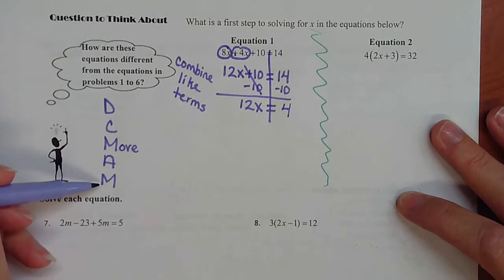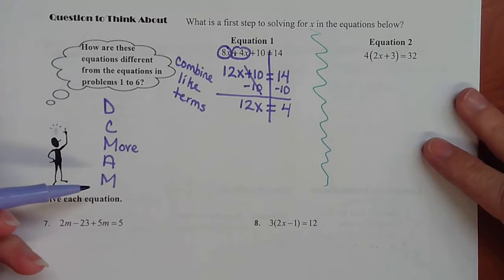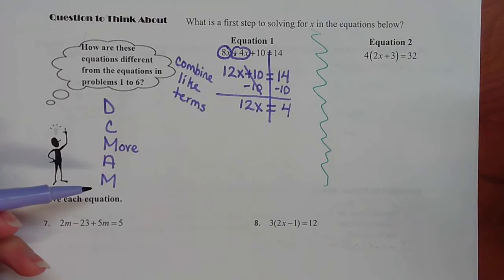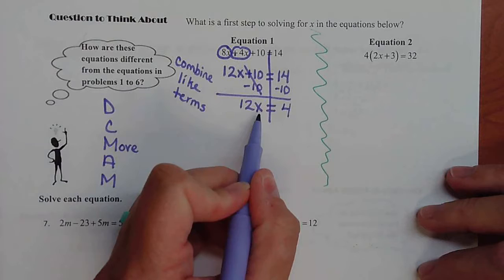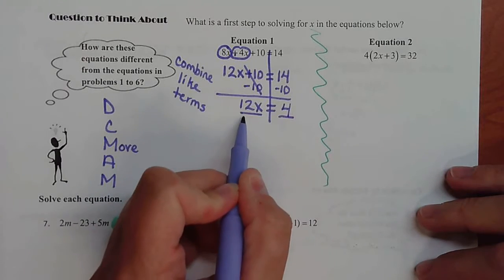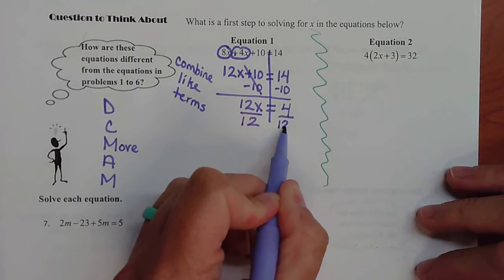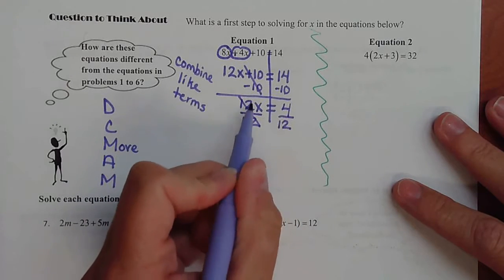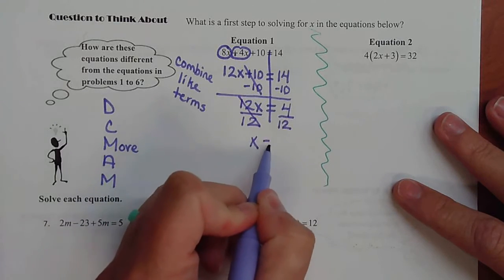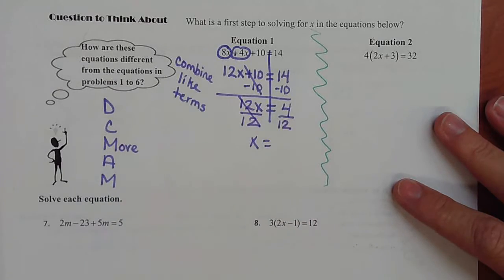And then the last one is, do you have any multiplication or division to do to undo or to get your x by itself? Do we have any multiplication or division to do? Yeah. What do we need to do? Divide by 12. Don't freak out. You're going to get a decimal. It's okay. So 12 divided by 12 is 1. So you have 1x equals 4 divided by 12.